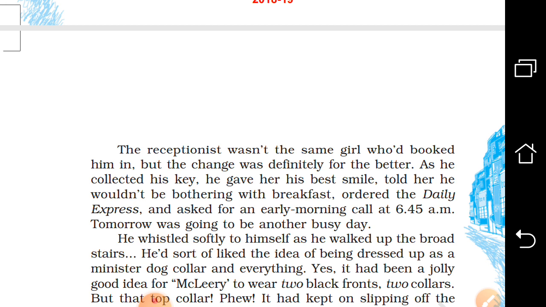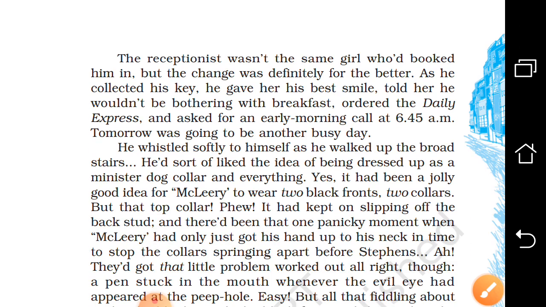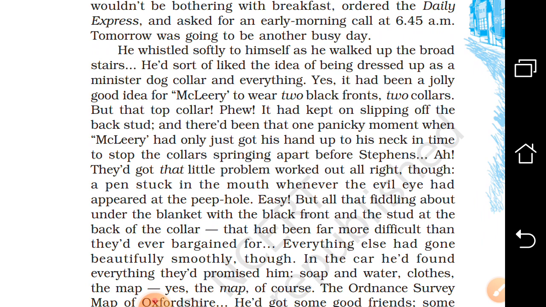He ordered the Daily Express newspaper. He asked for an early morning call at 6:45 a.m. Tomorrow was going to be another busy day for Evans. So before he went to bed that night, he asked that receptionist to wake him up at 6:45 a.m. tomorrow. What's the purpose? Again, there is a busy day ahead for him. He whistled softly to himself as he walked up the broad stairs.